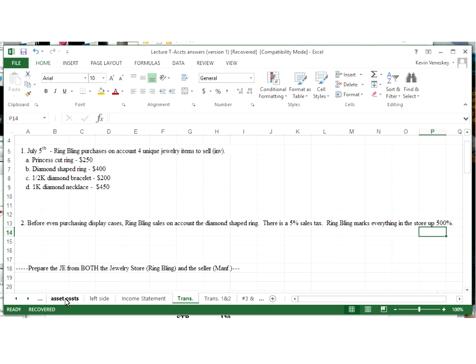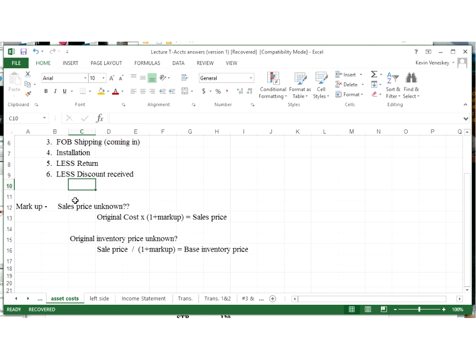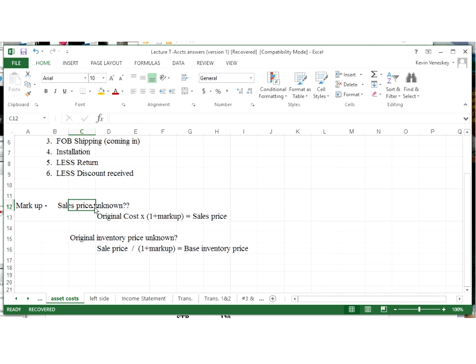So that takes us to one of the last things that I wanted to cover. Well, not one of the last, but one of the last things over here is how to do a markup. So if your sale price is unknown, as it is in this case, how we want to figure out the sale price is we take our original cost, so whatever it is that we're selling, and then we're going to multiply that by 1 as a decimal, just 1, plus the markup. And we want to put the markup into a decimal as well.